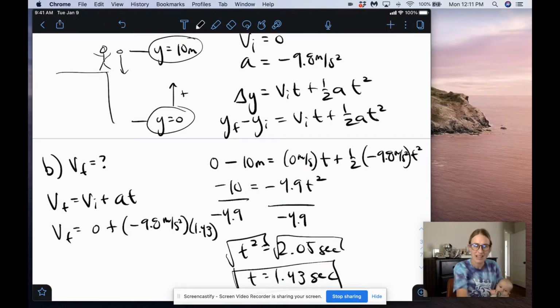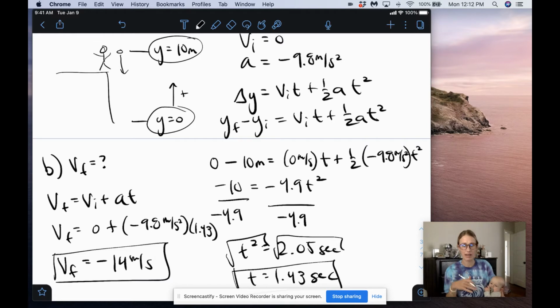I'm running out of room. So I get negative 9.8 times 1.43, and I end up getting 14.014. So final velocity equals a negative 14 meters per second. And remember, that's negative because we have negative 9.8 times time, and it's pointed downward, and I said up is positive. So it makes sense that I got a negative number.